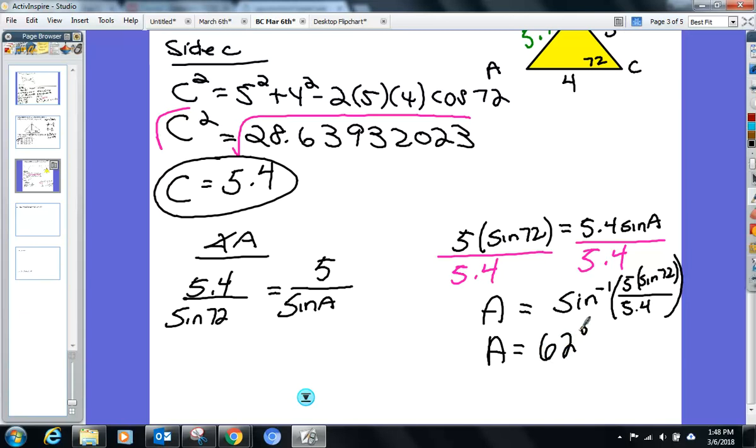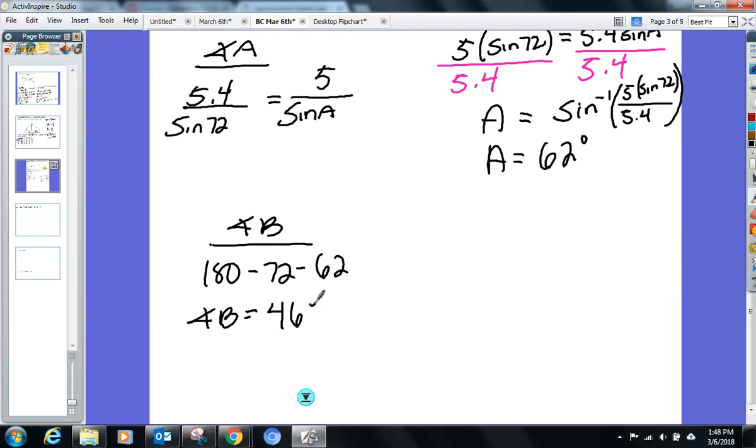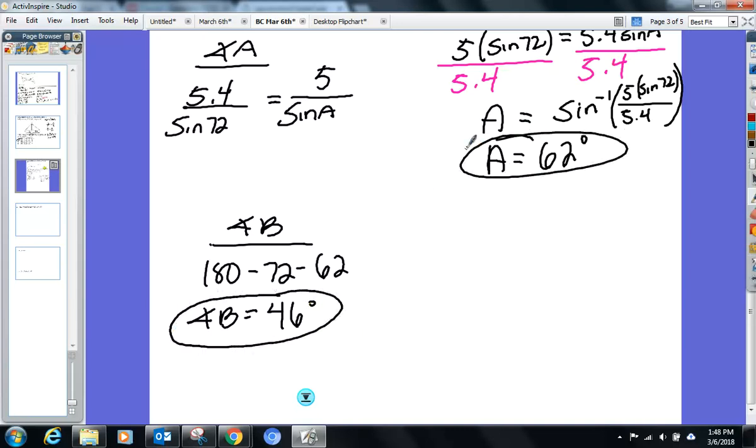And do I need to do sines or cosines to find angle B? I hope not. Don't waste your time. All I need to do now is 180 minus 72 minus the 62 we just found, angle B. 46 degrees. Okay. So it just comes down to how you're going to get started. Because usually once you find an angle or a side to get started, you can use either formula.